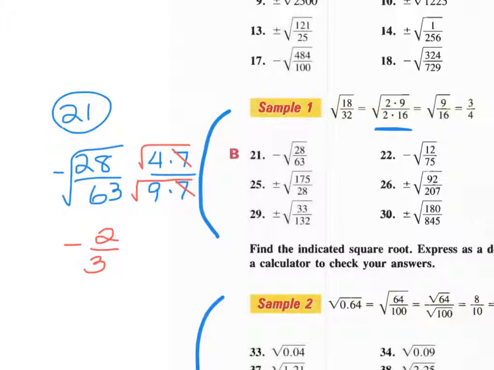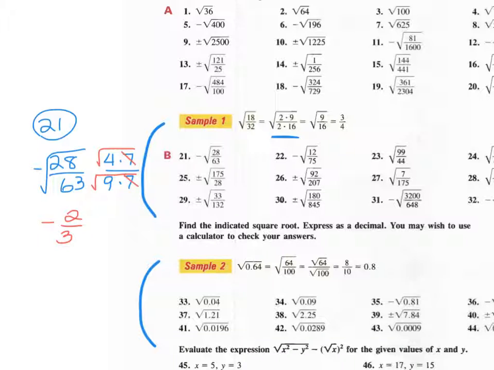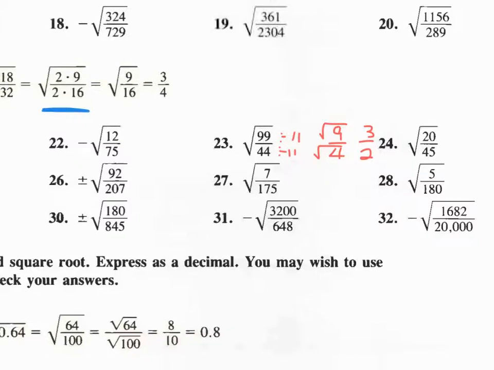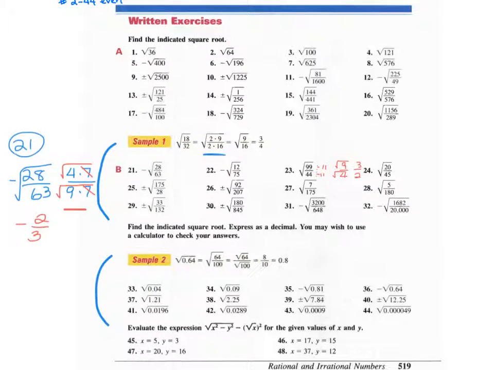So when you're doing part B, you may have to simplify the fractions first and then find the square root. Like look at number 23. Now if you don't want to factor it, you could also say, I'm going to simplify this fraction. I'm going to divide them both by 11 and make this 9 over 4. And then I can root them separately and get 3 over 2. So you can either simplify the fraction or you could factor it like I did here.